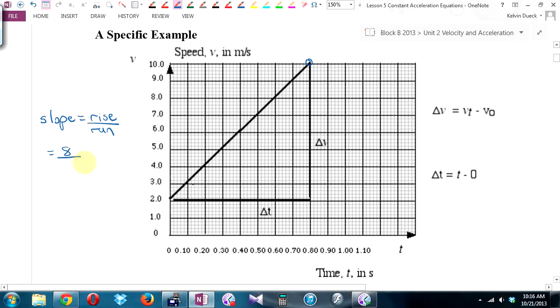Over the run. Jake, my friend, how far over have I gone with this point? Can you read, kiddo? 0.8. And where did I start, at what time value? 0. Okay, if I started at 0 and I went over to 0.8, I think the run is just 0.8. Yeah? Nice.